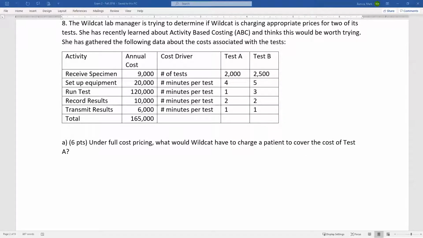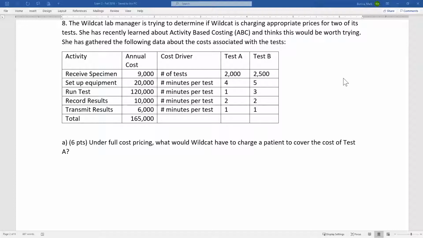This video is going to work through problem 8 from exam 2, the 2018 exam 2. We're given that Wildcat Lab Manager is trying to decide if Wildcat is charging appropriate prices for 2 of its tests. She's recently learned about activity-based costing and thinks this is worth a try. She has some information for us, and we have to figure out what she should be charging under full cost pricing to charge a patient to cover the cost of test A.